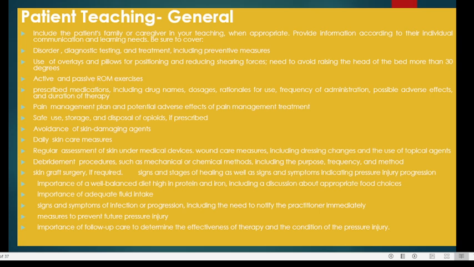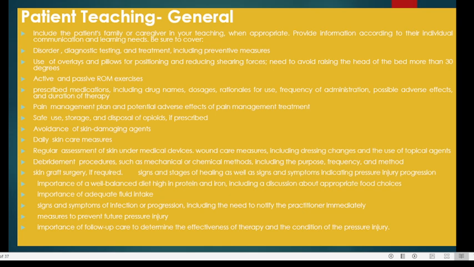Cover the prescribed medications, including drug names, dosages, rationales for use, frequency of administration, possible adverse effects, and duration of therapy. Cover the pain management plan and potential adverse effects of pain management treatment. Cover safe use, storage, and disposal of opioids if prescribed, avoidance of skin damaging agents, daily skin care measures, regular assessment of the skin under medical devices, okay?